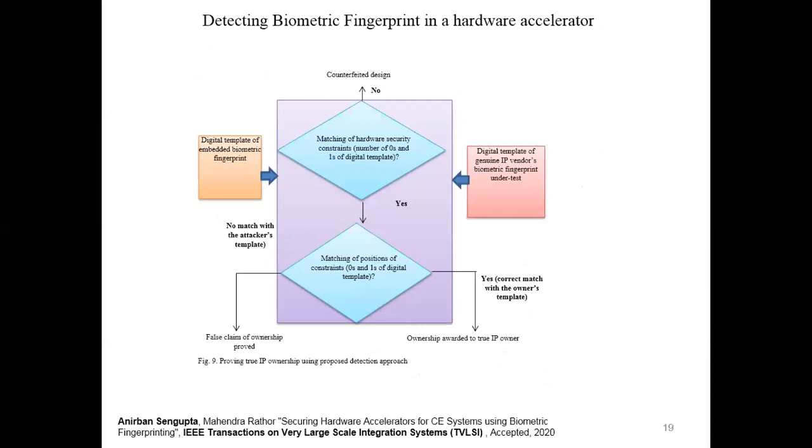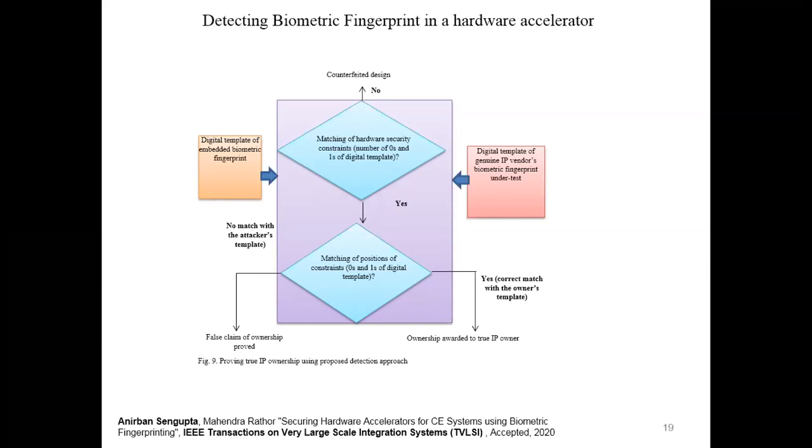So what is the way to detect biometric fingerprinting in a hardware accelerator? The very first step is to match the hardware security constraints, that is the number of zeros and ones of the digital template. We have a digital template of the authentic or original signature from the owner, and then we also have a digital template of the fraud person who's trying to claim ownership of the hardware. So the first step is to match the hardware security constraints in terms of the number of zeros and ones in the digital template, in the bit stream.